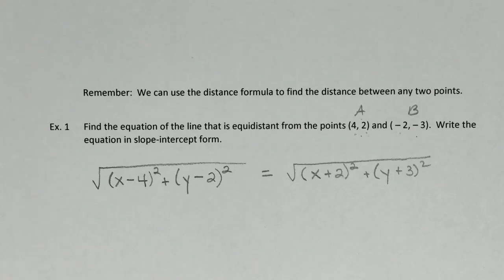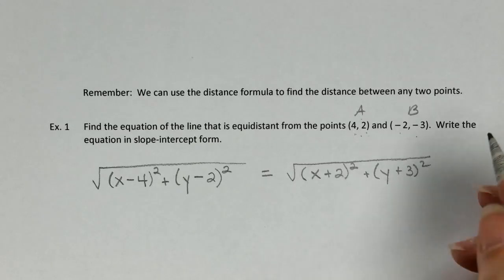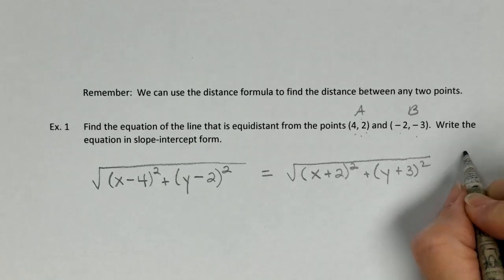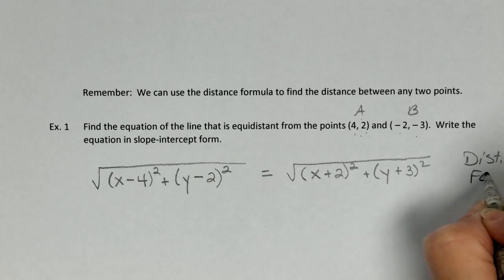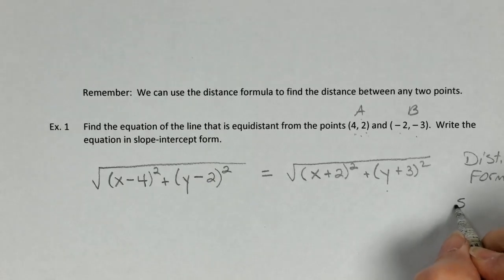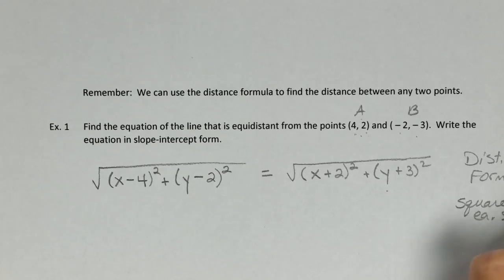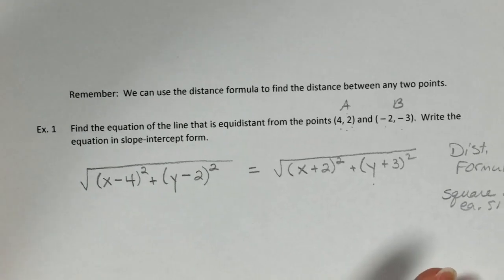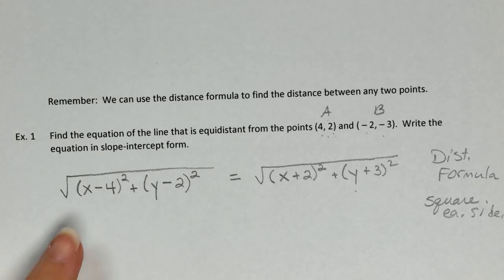And the first thing we'll do is square both sides. First we were using the distance formula twice, really. There's one for point A and there's one for point B. And now we're going to square each side. And what that's going to do is remove the radicals. When you square a square root, you get what's inside. Okay. And after that, we also are going to have to FOIL.